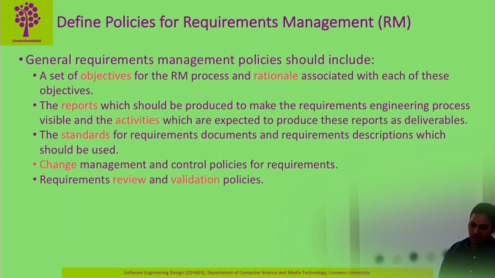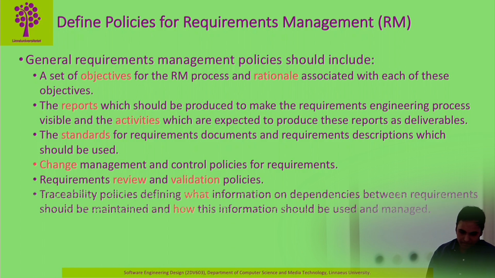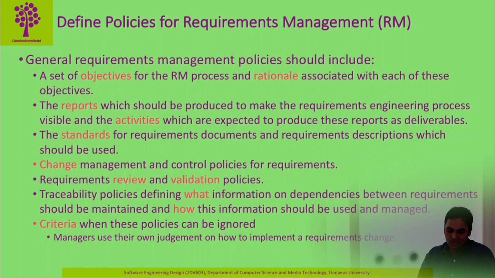And then there are also requirements review and validation policies. And traceability information is also most important in requirements management, as I mentioned. So what information on traceability will we be storing, and how will this information be used and managed in the future? But also the criteria for when these policies will be ignored. If we have urgency of delivery, or some exceptional events, we should mention those events and how they will be handled under this policy.